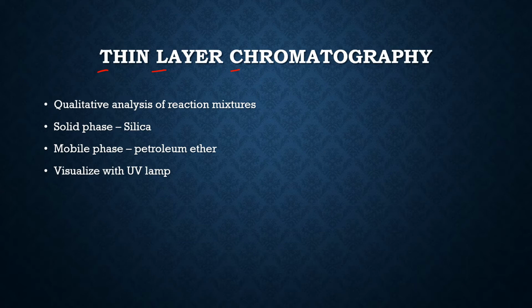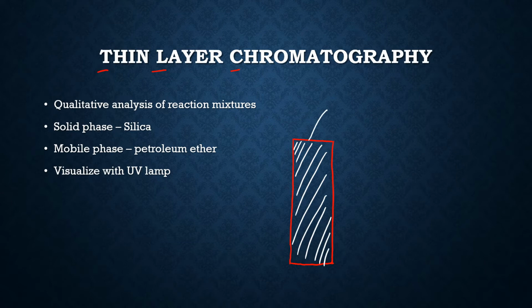So let's talk about how this actually works. When you go into lab, you're going to get a piece of aluminum, and on that aluminum piece you're going to have a white coating that's going to be silica gel. So we're going to have silica gel on top of an aluminum backing. Now this is going to be our solid phase, and it is extremely polar.